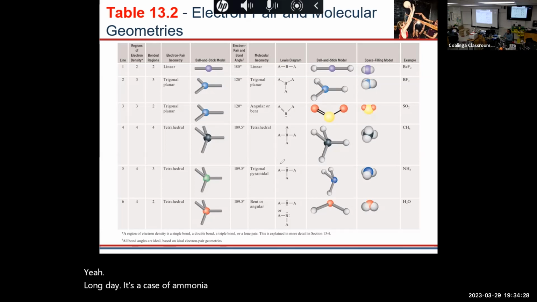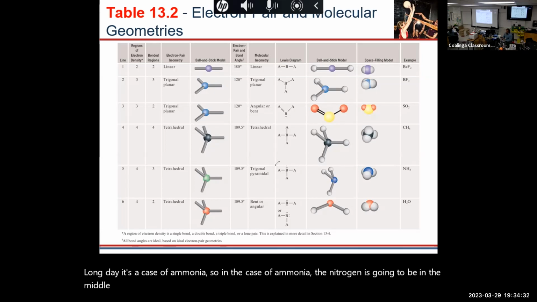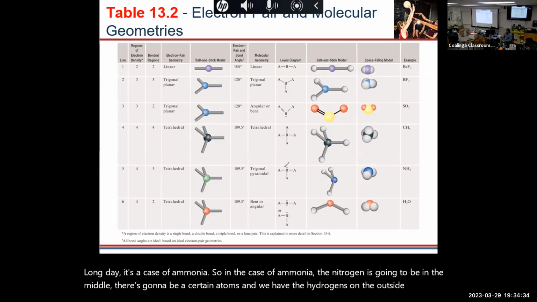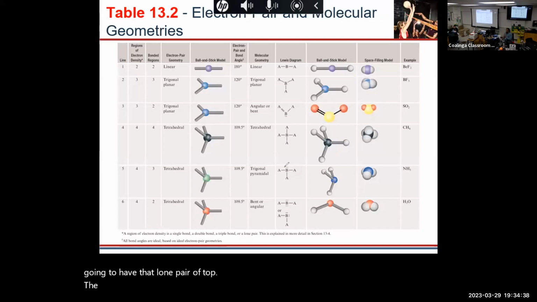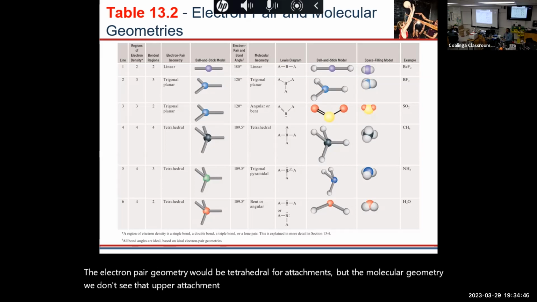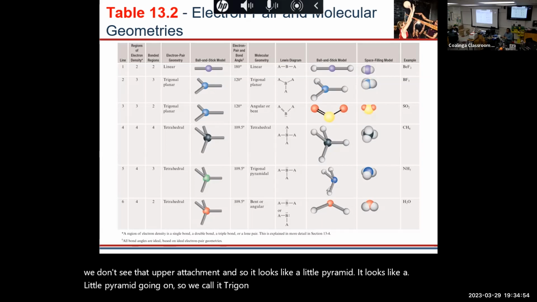In the case of ammonia, the nitrogen is going to be in the middle. It's going to be our center atom, and we have the hydrogens on the outside, and it's going to have that lone pair up top. The electron pair geometry would be tetrahedral, 4 attachments. But the molecular geometry, we don't see that upper attachment, so it looks like a little pyramid. We call it trigonal pyramidal.